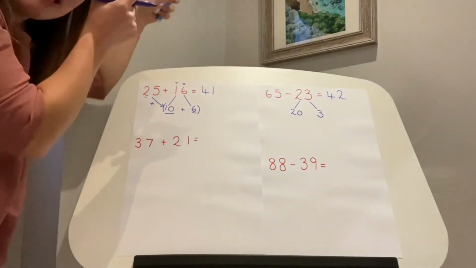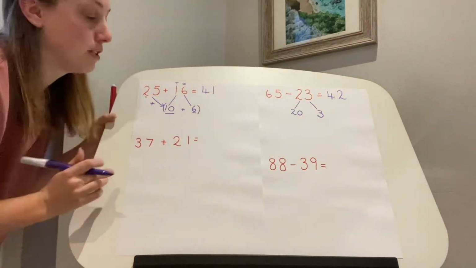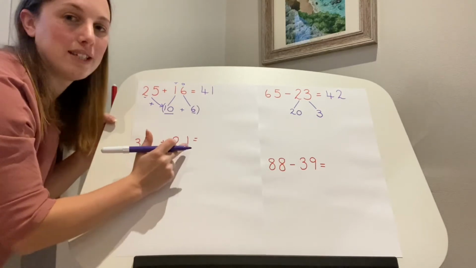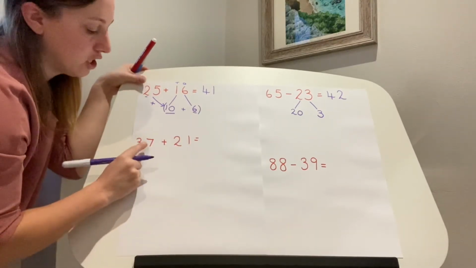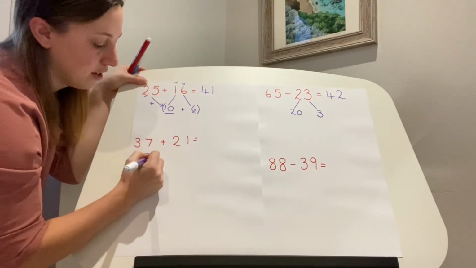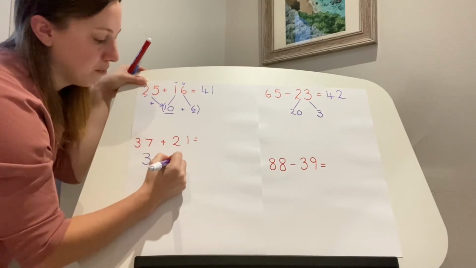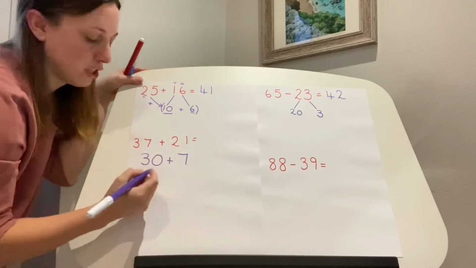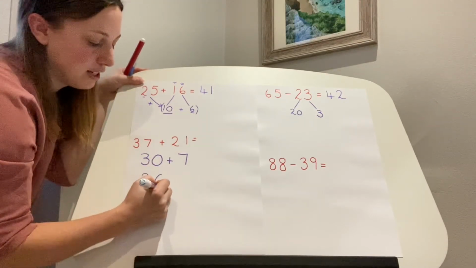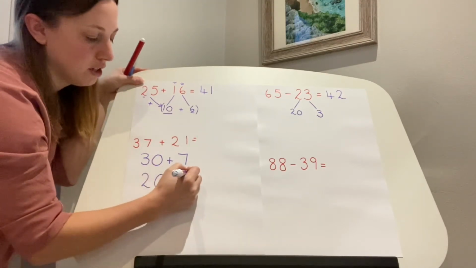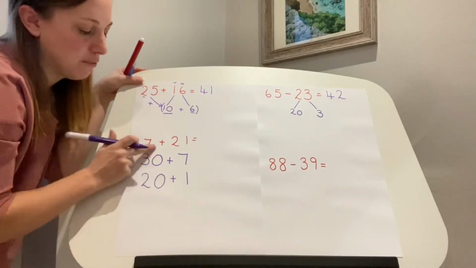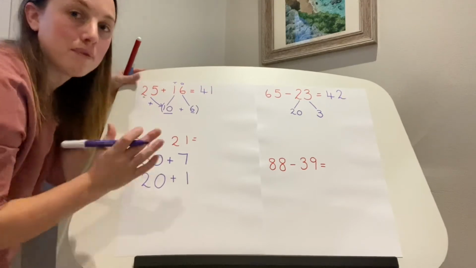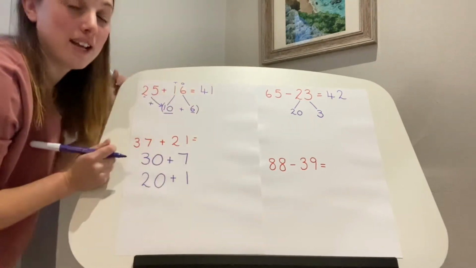The second strategy is to partition both numbers. So we've got here 37 add 21. So I'm going to partition my 37 into 30 plus 7, and I'm going to partition my 21 into 20 plus 1. I'm going to add my 10s together, and then I'm going to add my 1s together, and then I'll put the number back together again at the end.